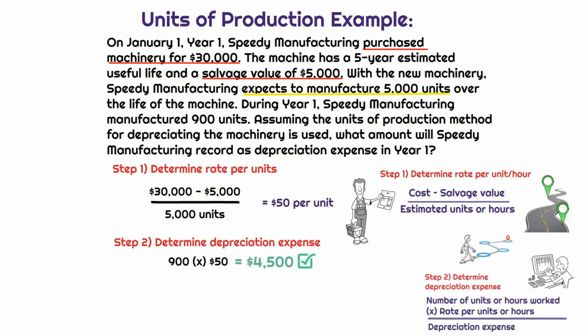So what is the total amount of units actually produced in year one? We estimated 5,000 units was going to get produced, but we only actually manufactured 900 units. Okay, so this is the amount that is multiplied by this rate per unit. And that's how we calculate our depreciation expense for year one.